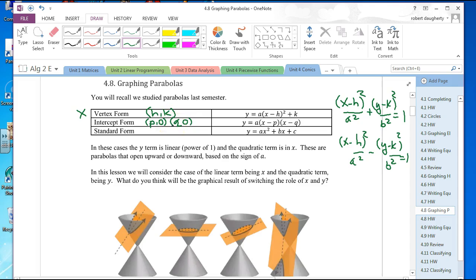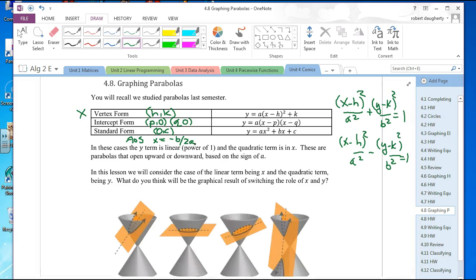Then we had standard form. You could look at standard form and you could tell the y-intercept. The y-intercept was what? (0, c) was the y-intercept, and you knew that the axis of symmetry was what? Negative b over 2a. Okay, those are things we learned last semester leading up until Christmas.